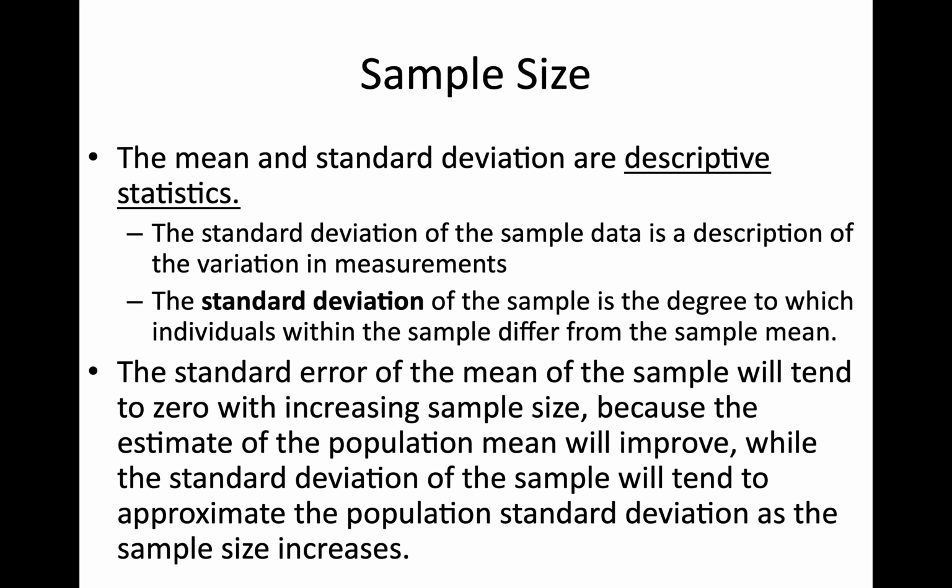The mean and standard deviation are descriptive statistics. The standard deviation of the sample data is a description of the variation in measurements. The standard deviation of the sample is the degree to which individuals within the sample differ from the sample mean. The standard error of the mean of the sample will tend to zero with increasing sample size, because the estimate of the population mean will improve, while the standard deviation of the sample will tend to approximate the population standard deviation as the sample size increases.